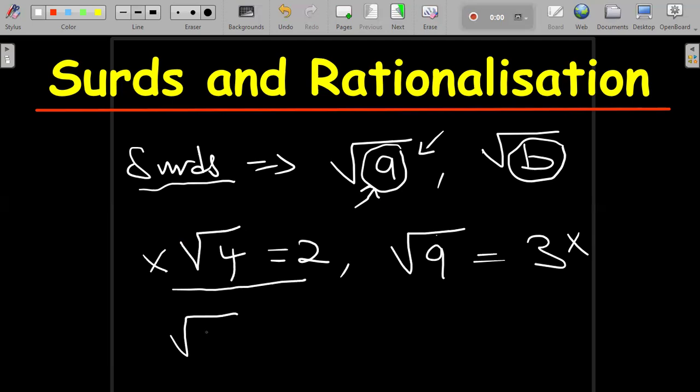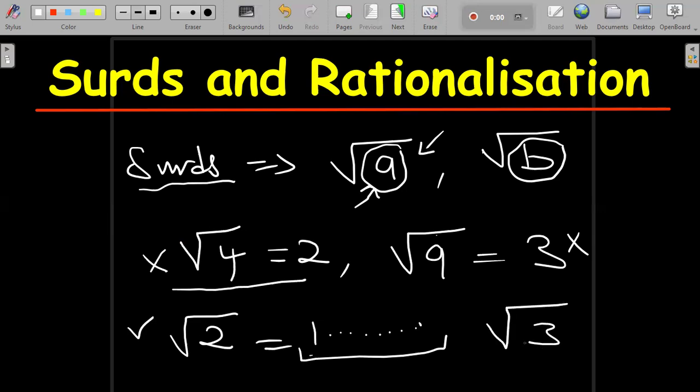So let's say the square root of 2. The square root of 2 is 1 point something something, so it won't be a perfect square root. So we say that root 2 is a surd. Another example can be root 3. The square root of 3 is also a surd because it does not have a perfect square root. So the surds are just those numbers under the root that do not have a perfect square root.